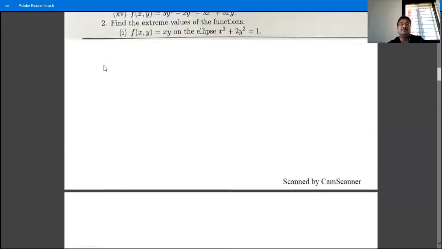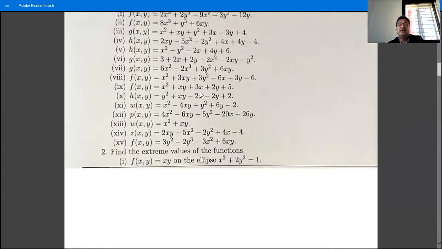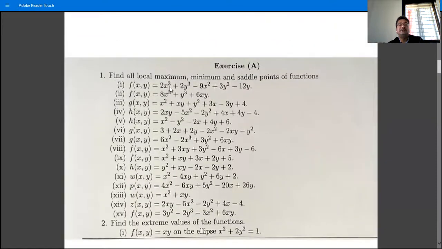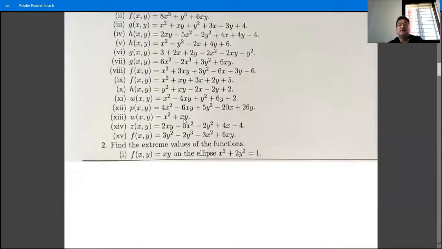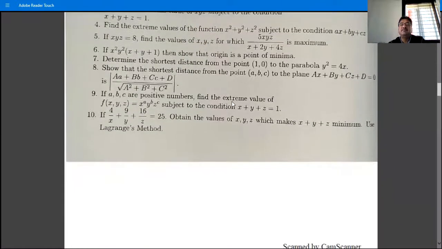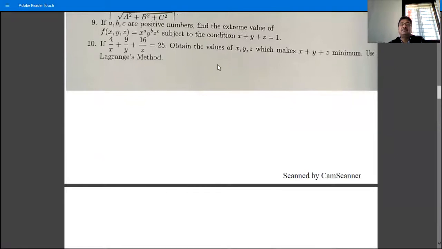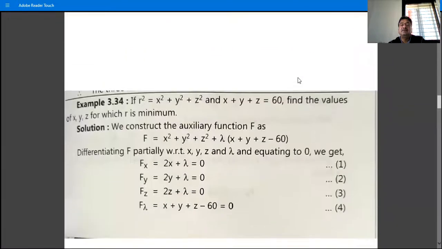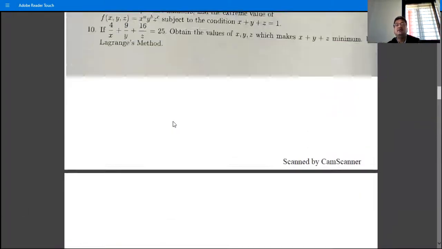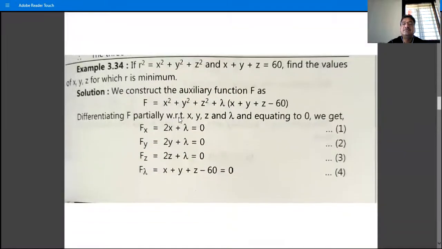So this exercise number 2 is on Lagrange's method of undetermined coefficients, and these are the problems on the second order derivative test. So solve all these problems. Again, the same problem is here. Solve all these problems in your assignment notebook. These are some other problems, solve them.